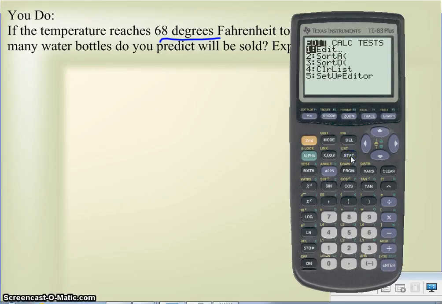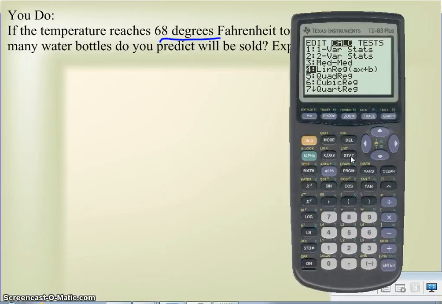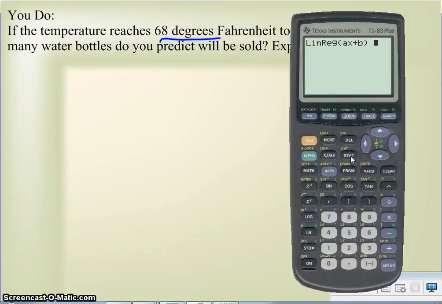So again, you're going to click on that stat button. That's where we started originally. But instead of going to edit, you're going to go one over to where it says calc. So you see now CALC is what's highlighted on your screen. You're going to go down until you get to number 4 where it says linear regression. And it's in y equals ax plus b, or mx plus b is what we're more familiar with. And you're going to go ahead and hit enter 2 times.